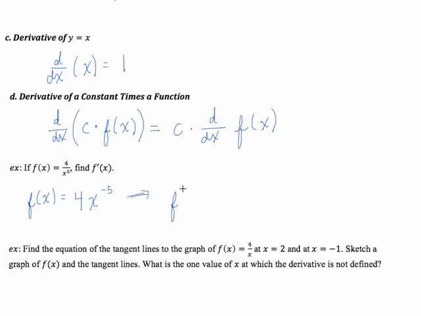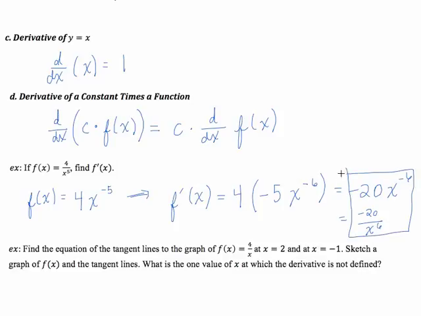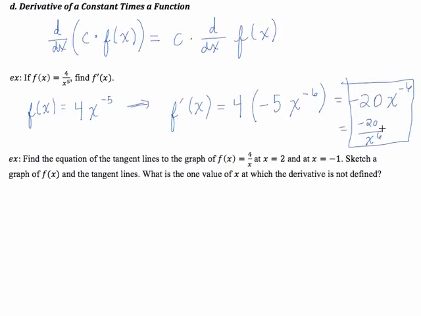Then its derivative, okay, for the derivative of this, the 4 just comes out front because it's a constant. So it's 4 times the derivative of x to the minus 5. For that we use the power rule, so we bring the minus 5 down out front. And we have x to the negative 5 minus 1, which is negative 6. So this derivative simplifies to negative 20 times x to the negative 6, or you could write it as negative 20 over x to the positive 6. Either of those versions is a good way to write that derivative.